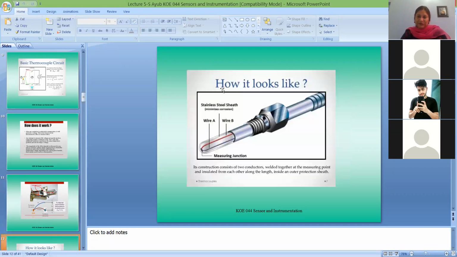And when you see the whole manufactured unit of this thermocouple, how it looks like, it is stainless steel sheath, and you have these two wires. This is your measuring junction. Here you apply the heat which you want to measure. This is your hot junction.